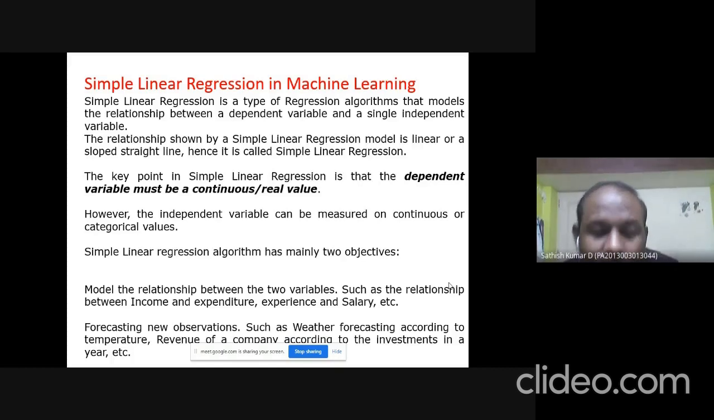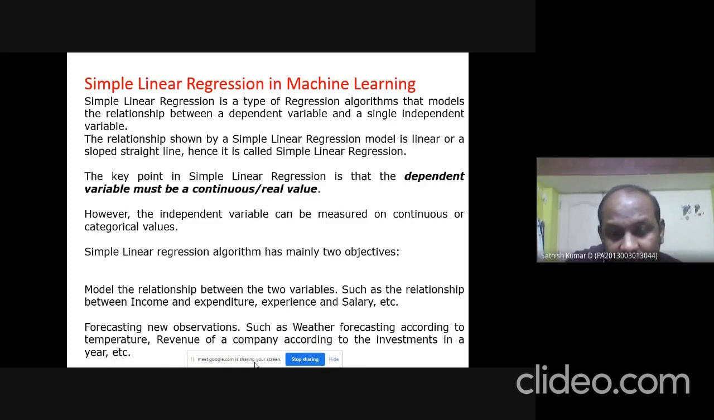Simple linear regression algorithm has mainly two objectives: model the relationship between the two variables, such as the relationship between income and expenditure, experience and salary, etc. Forecasting a new observation, such as weather forecasting according to the temperature, and the revenue of a company according to the investments in the year, etc. So these are the two objectives of simple linear regression.